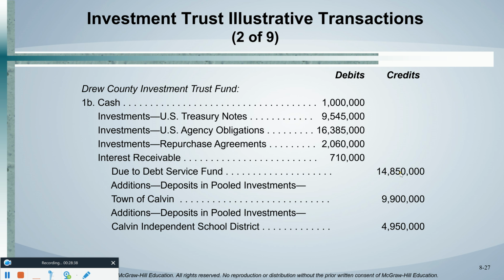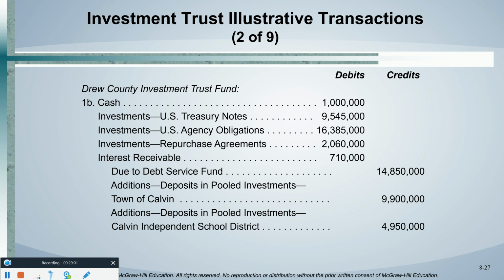That's the link between the trust fund and the debt service fund of Drew County. Now, all of the other governments or the external participants, the credit doesn't go to a liability, but the credit goes to an account called additions. And I know we said this earlier in the semester, but I will say it again.